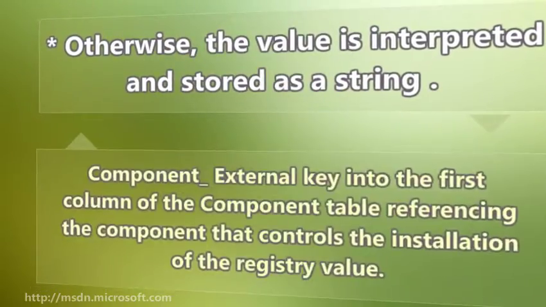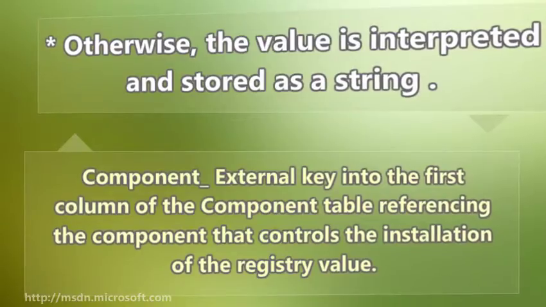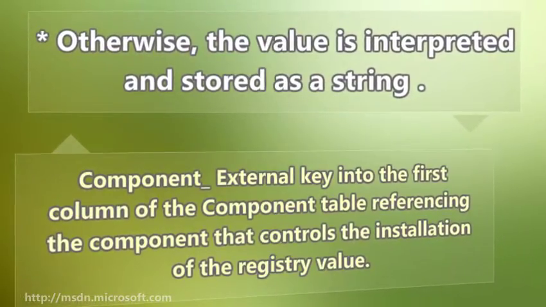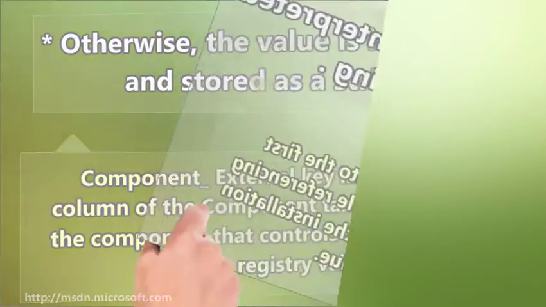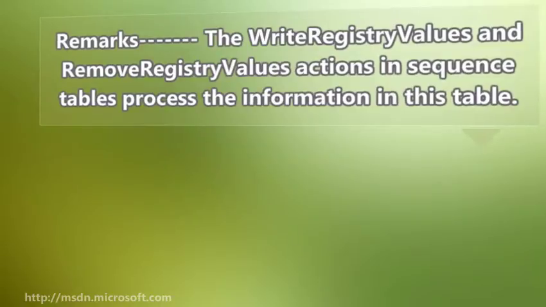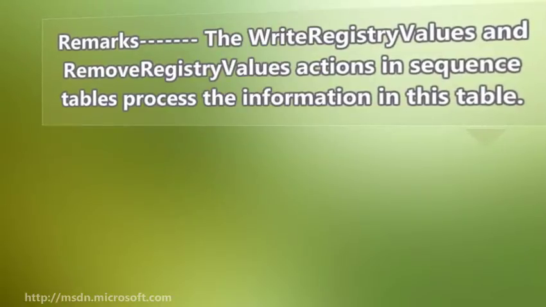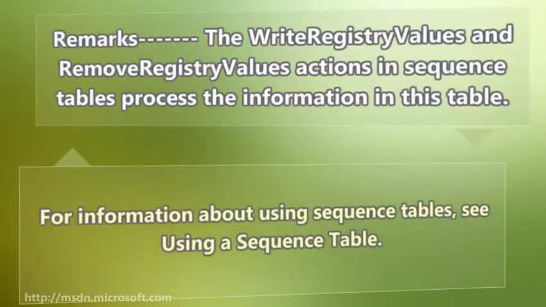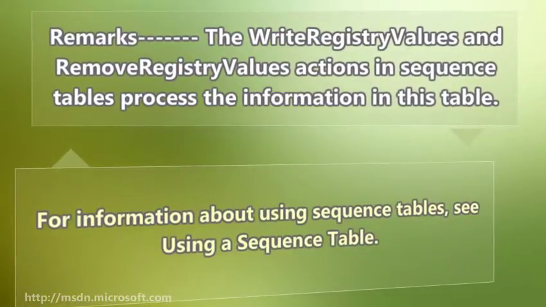Component_: external key into the first column of the Component table, referencing the component that controls the installation of the registry value. Remarks: the WriteRegistryValues and RemoveRegistryValues actions in sequence tables process the information in this table. For information about using sequence tables, see Using a Sequence Table.